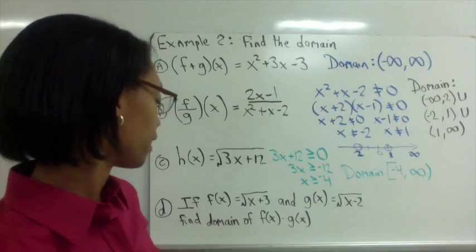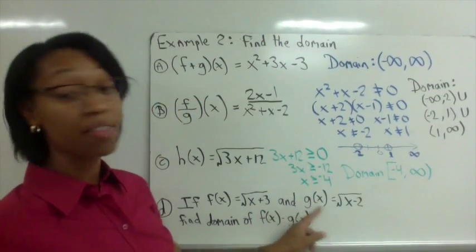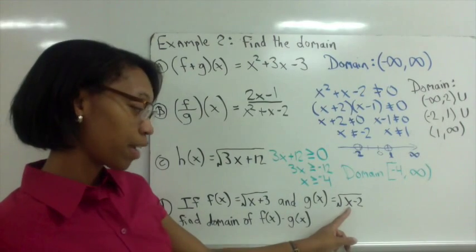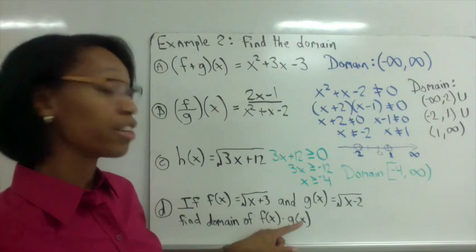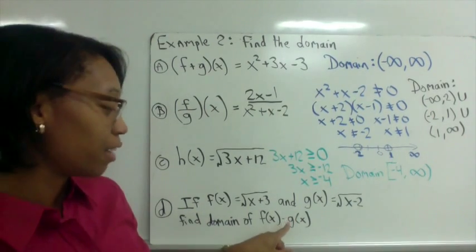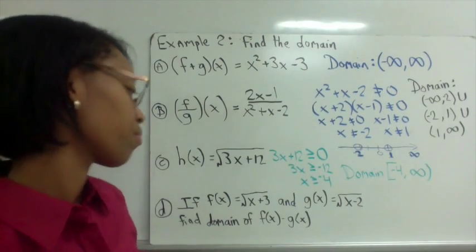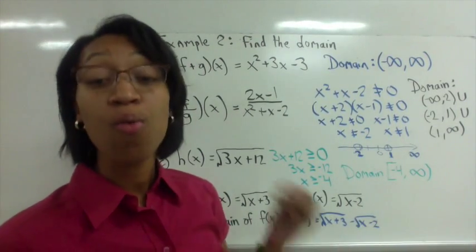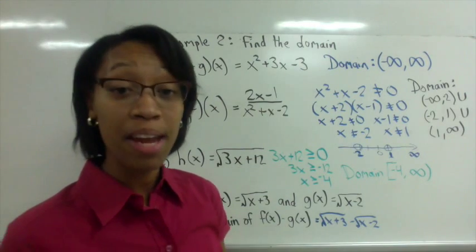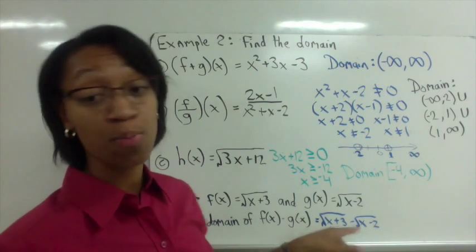And then lastly, if f of x is x plus 3, and g of x is the square root of x minus 2, what is the domain of f of x minus g of x? A combining of functions, we have to do f minus g. So let's do that first. Okay, and to find both of them together, what we have to do is find the domain of each one separately. So I'm going to find the domain of each part.